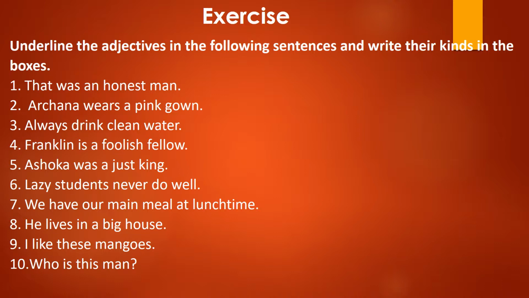That was an honest man. In this, honest is an adjective and it is an adjective of quality. Second sentence, Archana wears a pink gown, and pink is an adjective of quality. Always drink clean water. Clean is an adjective of quality. Franklin is a foolish fellow. Foolish is an adjective of quality. Ashoka was a just king. Just is an adjective of quality.